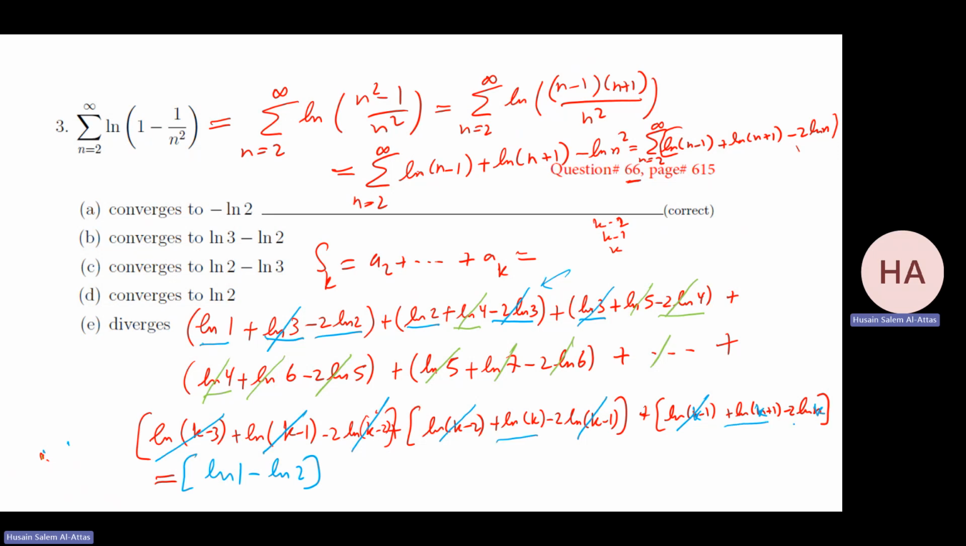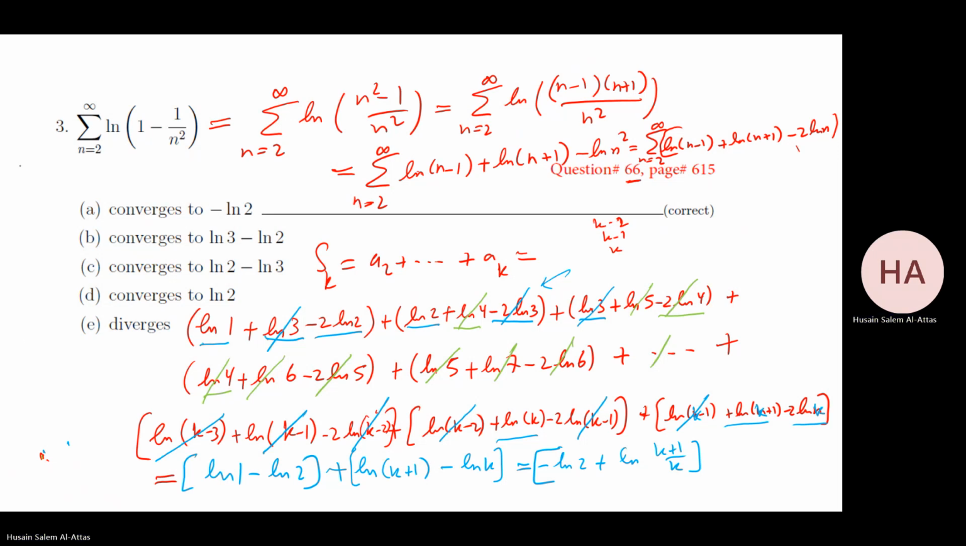This. And it is plus ln(k plus 1) minus 2 ln k plus ln k minus 1. So I have what? ln 1 is 0. So I have minus ln 2 plus ln of (k plus 1) over k. That's my S_k.